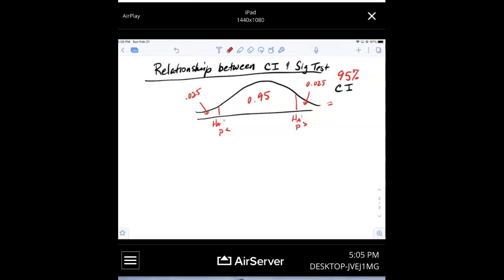Okay, in Chapter 9, I also want to talk to you about the relationship between confidence intervals and significance tests. Remember that in Chapter 8, we were doing confidence intervals, and we would say, like, creating a 95% confidence interval, and we would draw a picture really similar to this, 95 in the center, 2.5% on either side. So how do they relate?